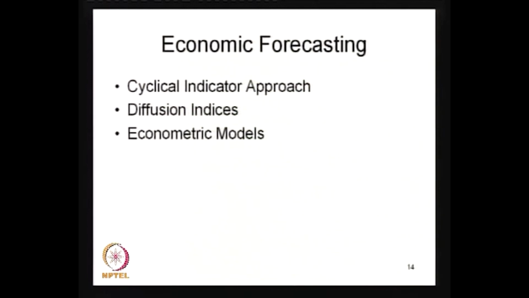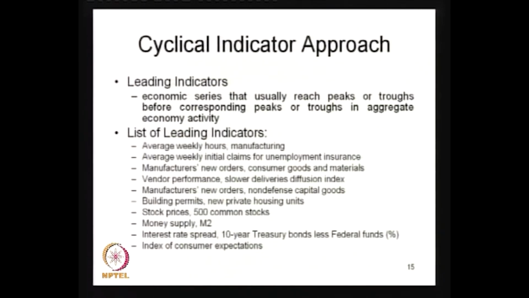We have things like the cyclical indicator approach, then we have diffusion indices, then we have something called econometric models. These are the three ways one can forecast how the economy is going to behave in future. The cyclical indicator approach broadly talks about how cyclical things are, and certain things which happen today may lead to something happening tomorrow. The cyclical indicators can be of different types: we have leading indicators, then coincident indicators, then lagging indicators.